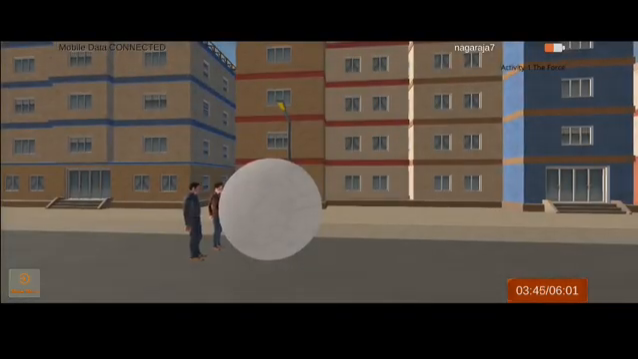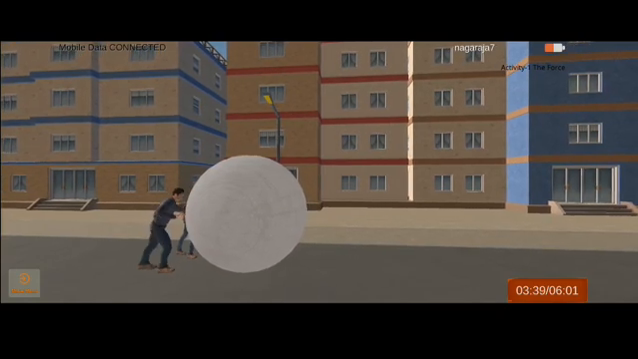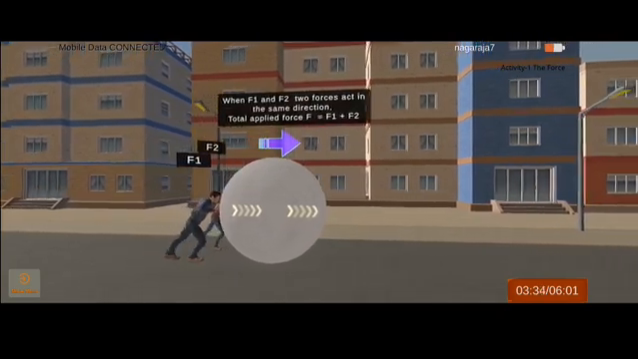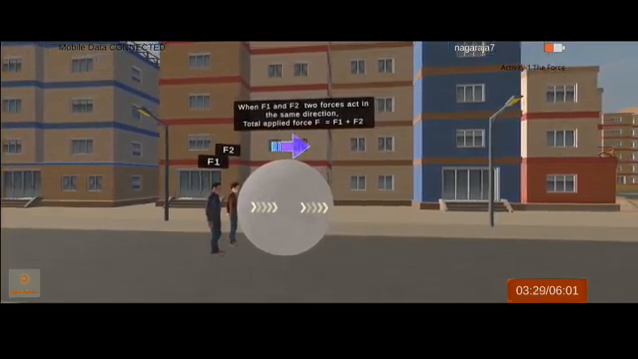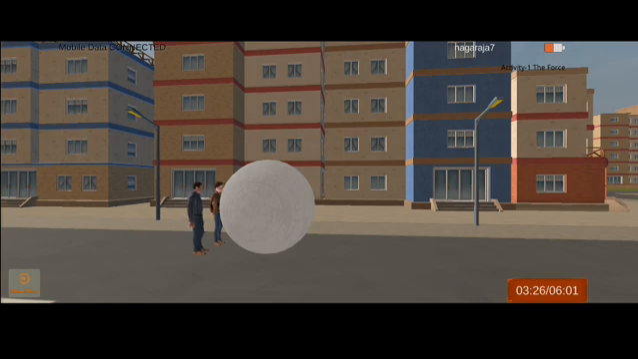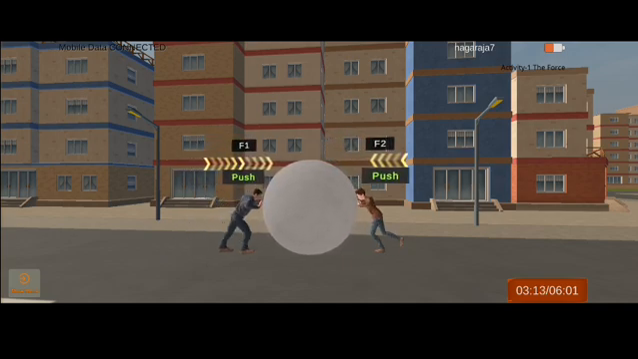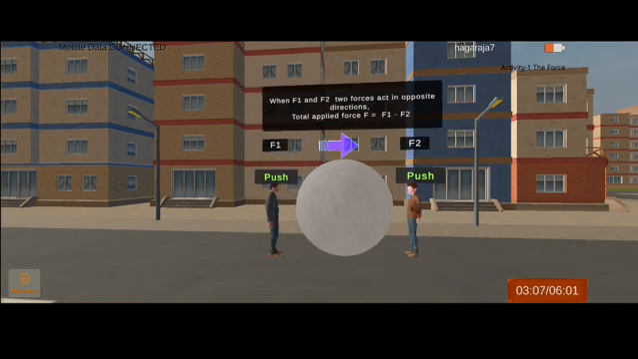Now, here are two boys and one big ball on the road. The two boys have started pushing the big ball, and the ball is moving in the direction of the applied force. Now, one boy is going to the opposite direction of the big ball. Now, these two boys are applying the force in the opposite direction. In this case, the ball is moving to the side where more force is applied.